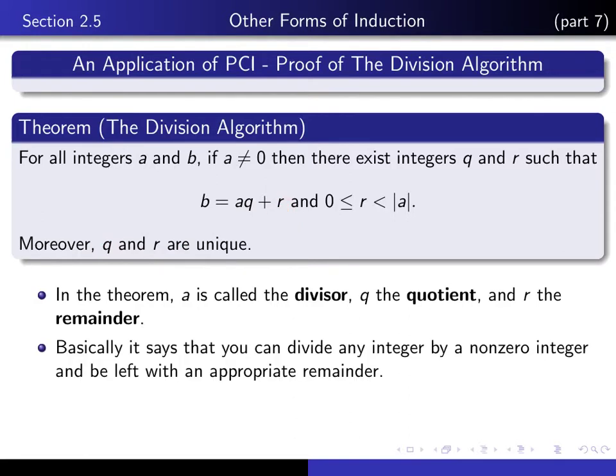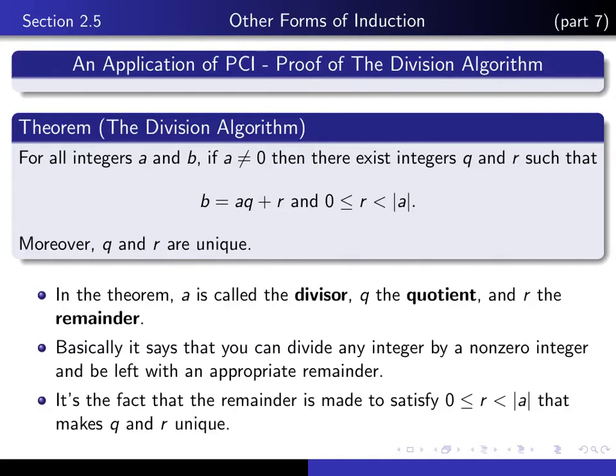So this is something that's very familiar to you. It's saying that you can divide a into b and be left with a remainder of the appropriate size. It's the fact that we're specifying the size of that remainder that makes q and r unique. Even though the theorem may seem completely obvious to you, it still requires a proof, and it's going to make use of some of the tools that we've already developed. We're going to make use of the principle of complete induction.